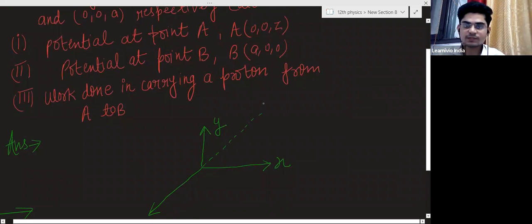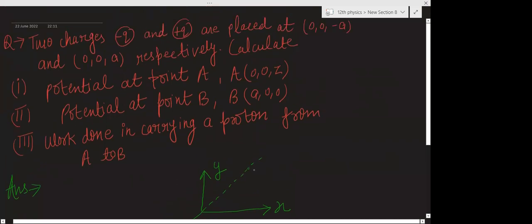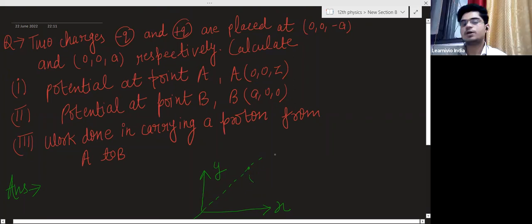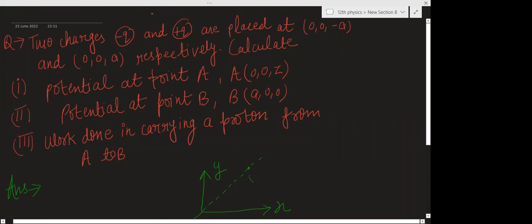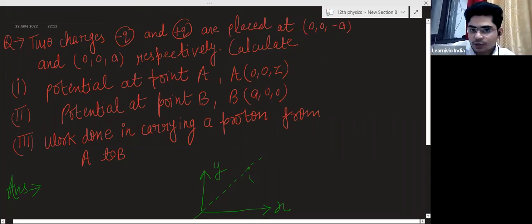On which axis will the point 0 comma 0 comma minus a lie? I am telling you, the x coordinate of this point is 0, the y coordinate of this point is 0, and only the z coordinate is non-zero.